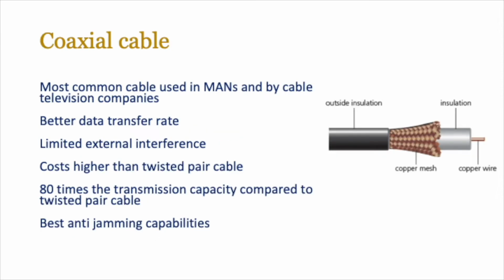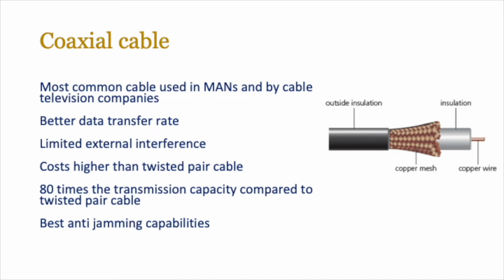Next up is the coaxial cable. This is the most common type of cable used in metropolitan area networks, basically cities, and often by cable television companies. So if you've got a set-top box in your home or a cable box in your home, chances are this is the type of cable that is being utilized. It has a better data transfer rate and limited external interference. However, costs are much higher than twisted pair cable.